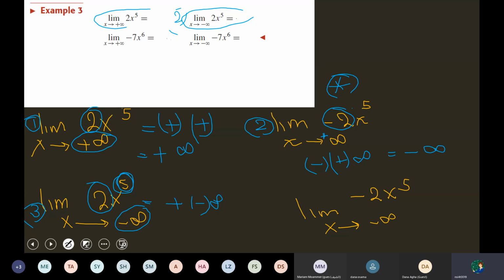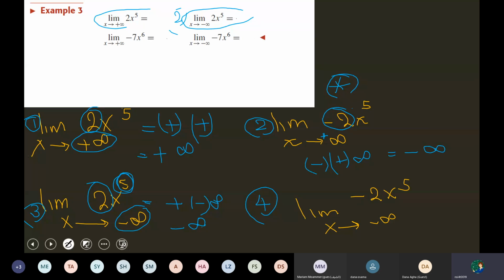So here we say that we have a positive times negative. It will be negative infinity. Look at the last one now, number 4 here.